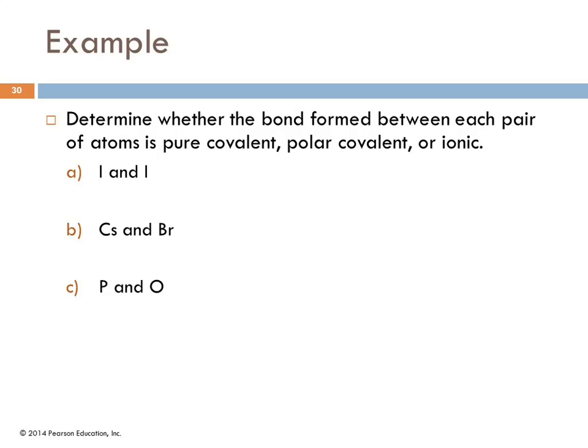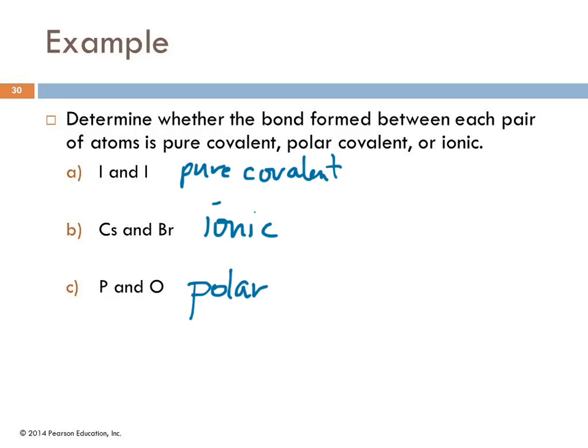Determine whether the bond formed is pure covalent, polar covalent, or ionic. And we don't have a table of electronegativities, so let's just do it with the periodic table. What do you think? Iodine and iodine. Pure covalent. Cesium and bromine. Ionic. Metal, nonmetal. How about phosphorus and oxygen? Polar covalent. These guys are different, phosphorus and oxygen. Any questions?